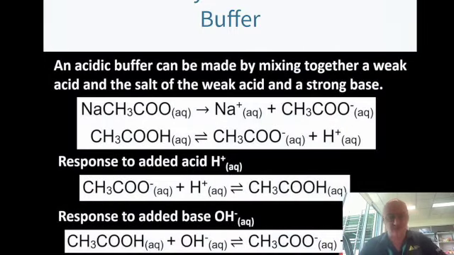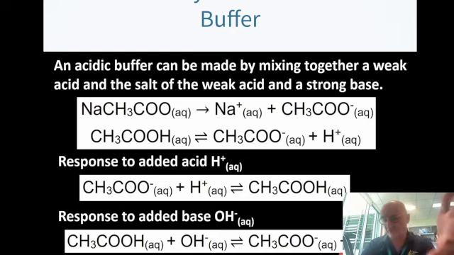How do you make an acidic buffer? Well, I've kind of just explained it. Here's our sodium ethanoate that will completely dissociate into Na+ and the conjugate base CH3COO-, in an excess of ethanoic acid, making conjugate base plus a proton. So if I add a proton, it will react with the conjugate base and make the ethanoic acid.